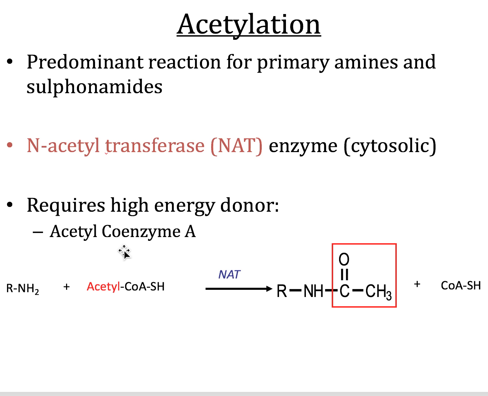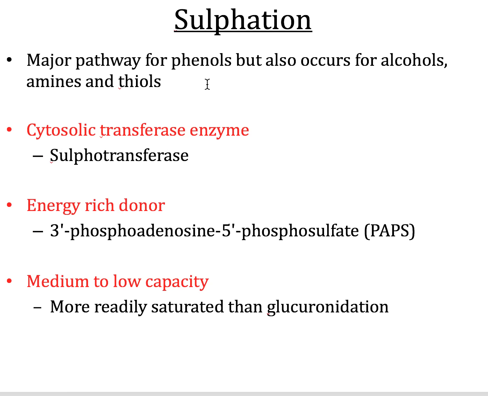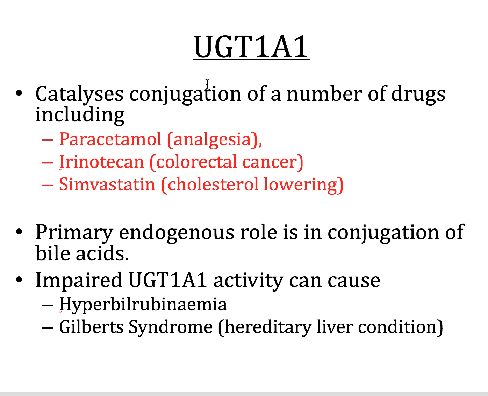Now, the predominant reactions are on primary amines. So acetylation is the next process, and it involves primary amines and sulfonamides. So before we go into acetylation, we want to quickly go back and review what we've done so far.